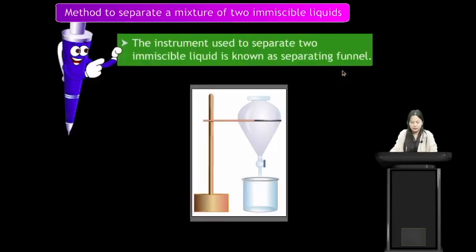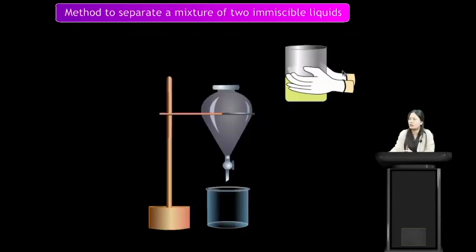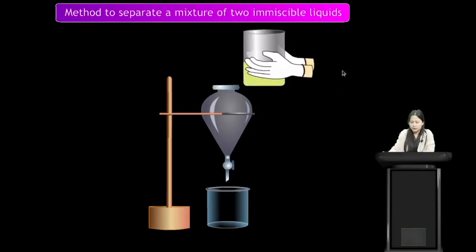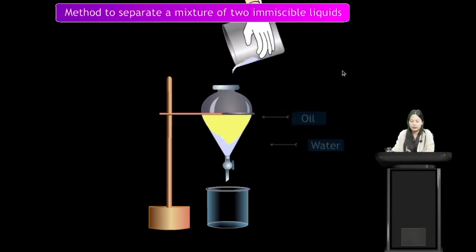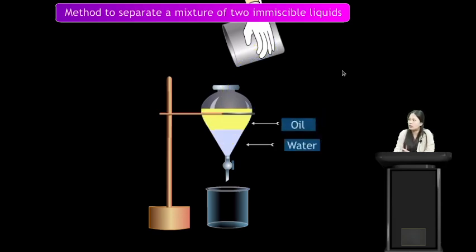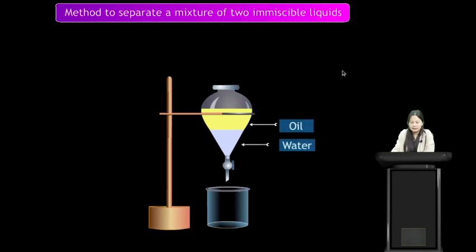Now let us see. The instrument used to separate two immiscible liquids is known as a separating funnel. Let us see how we use this separating funnel. First, pour the immiscible liquids, that is the oil and water, into the separating funnel. Then shake it.